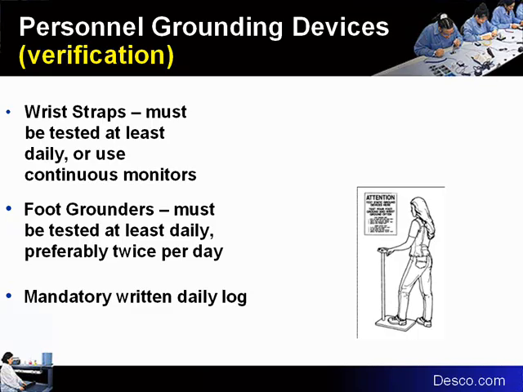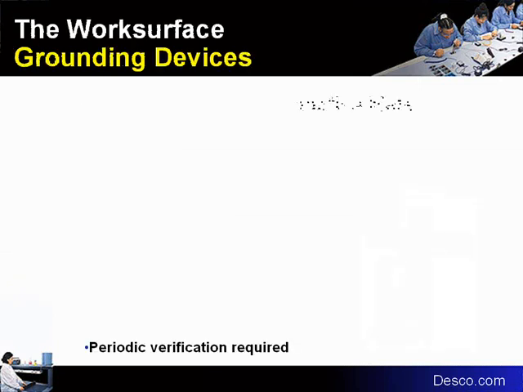The prevailing thinking is that you would come to work, put on your heel grounds, and you would test when you leave the EPA area, say for lunch. A lot of people take the heel grounds off, so then it would be required as you re-enter the EPA to test your heel grounds again. It's required to have a mandatory written log logging everybody doing their testing.